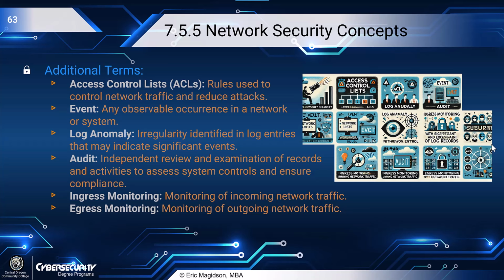So just a few more terms to know here. Access control list we've talked about. What is an event, right? It's an observable occurrence in a network or system. It's that abnormality. It's something that leads to us doing more investigation, seeing if it's just a patch that's different that set off an alert or whatever, okay?